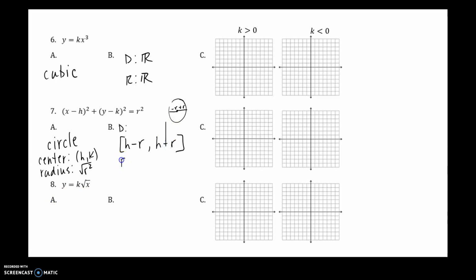And my range, I do the same, but now with the y value of my center, and I'm going to add or subtract the radius to it. So my lower bound will be my center minus my radius. My upper bound will be my center plus the radius.